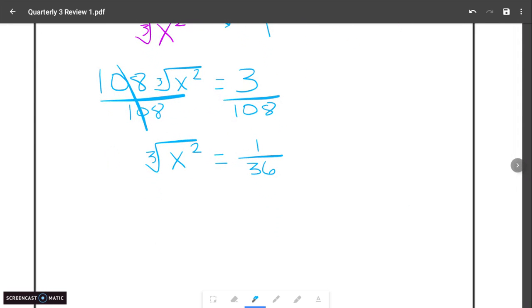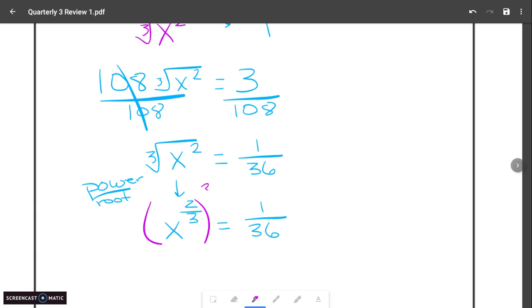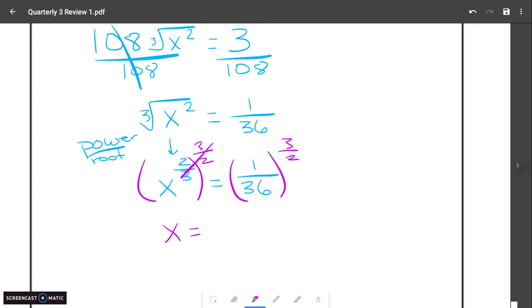Now, similar to how we did in a previous question, remember radicals, power over root. This is really x to the 2/3 equals 1 over 36. To get rid of the 2/3, we can take the reciprocal on both sides. Those exponents will cancel. On your calculator, you can type in 1 over 36 to the power 3 over 2. You get 1 over 216.